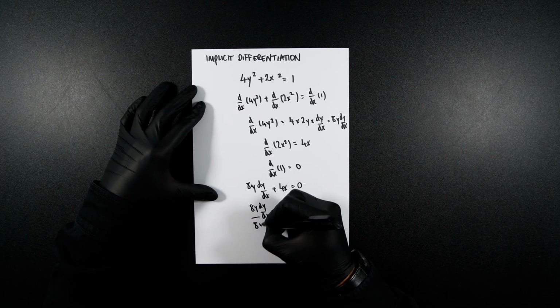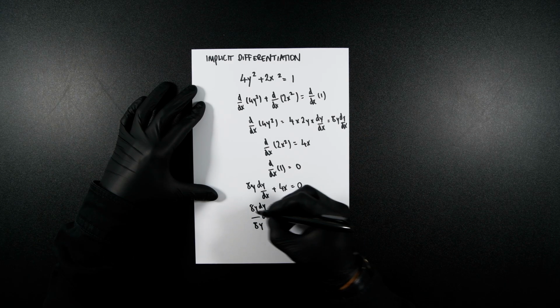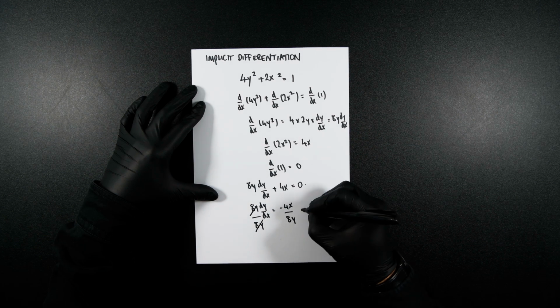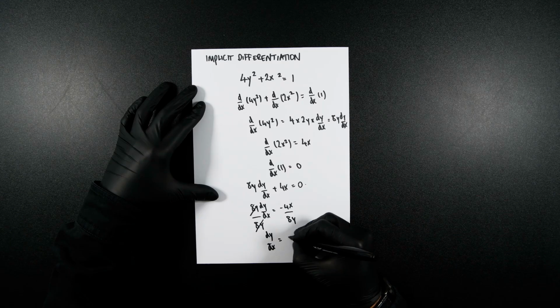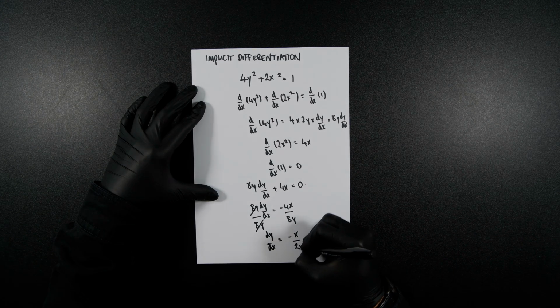Let's divide both sides by 8y. So this would cancel out. And now you're going to get dy/dx, which equals minus x over 2y.